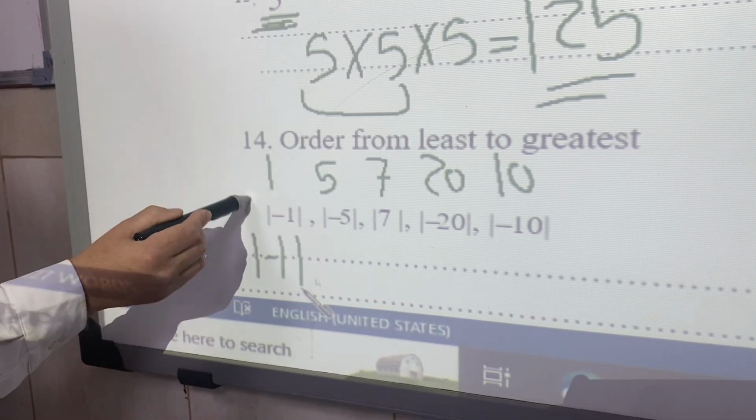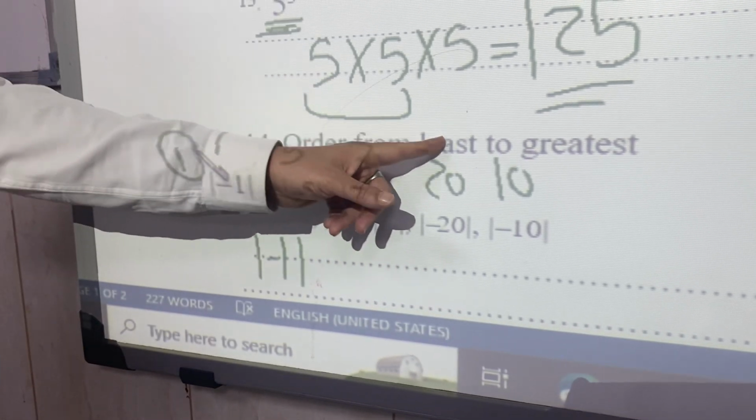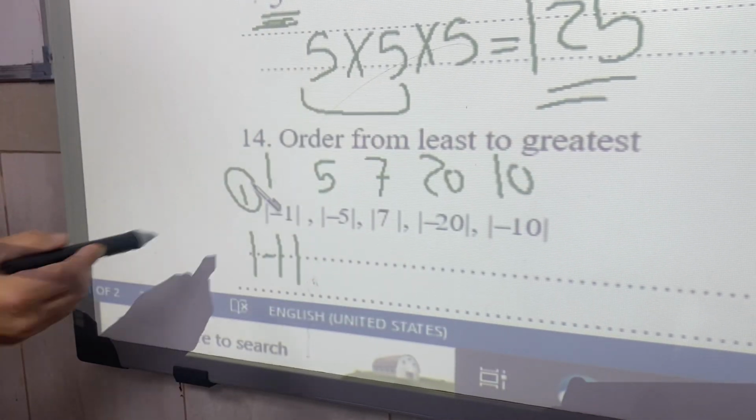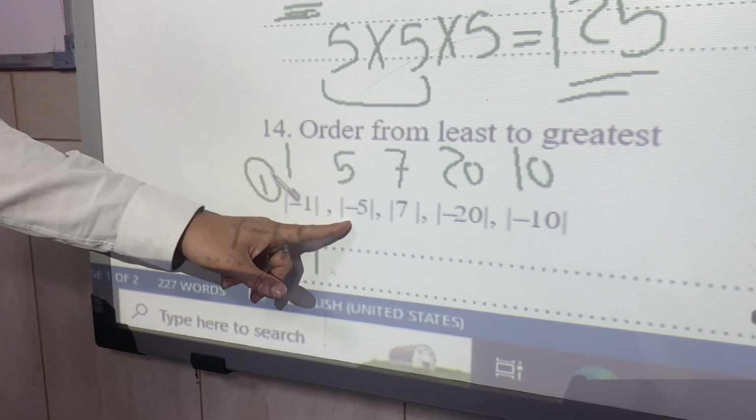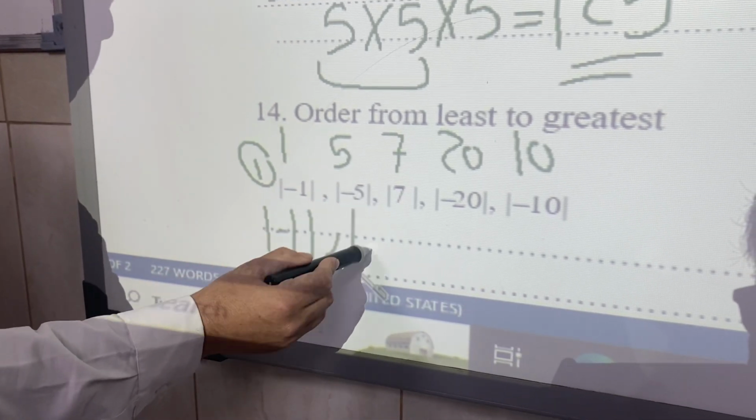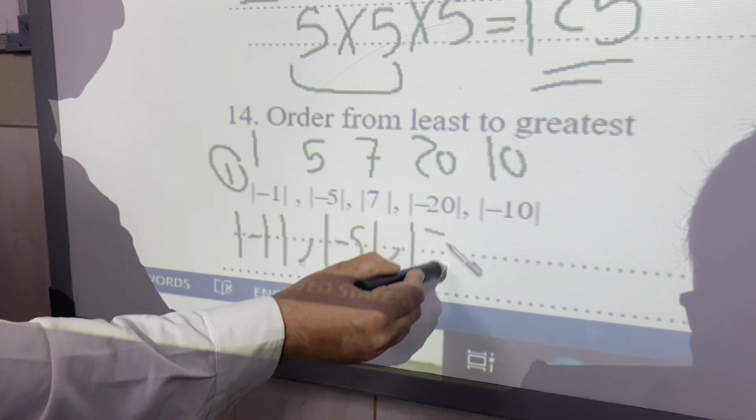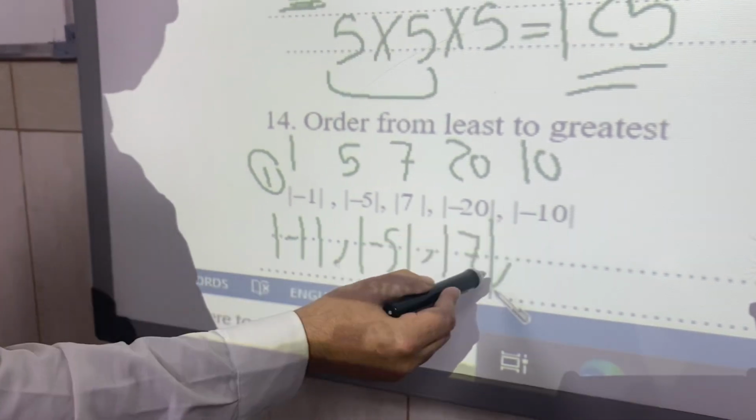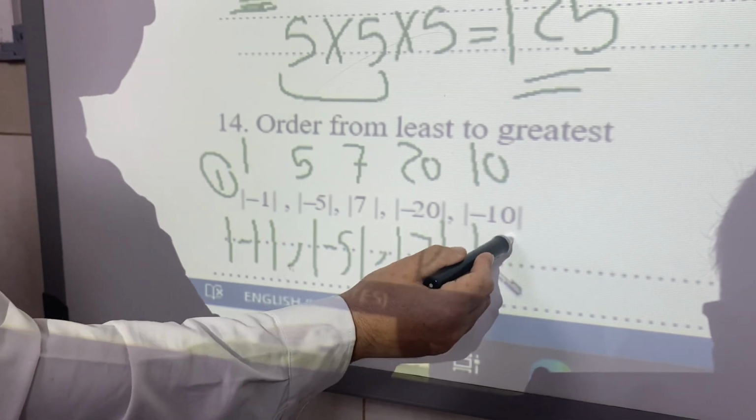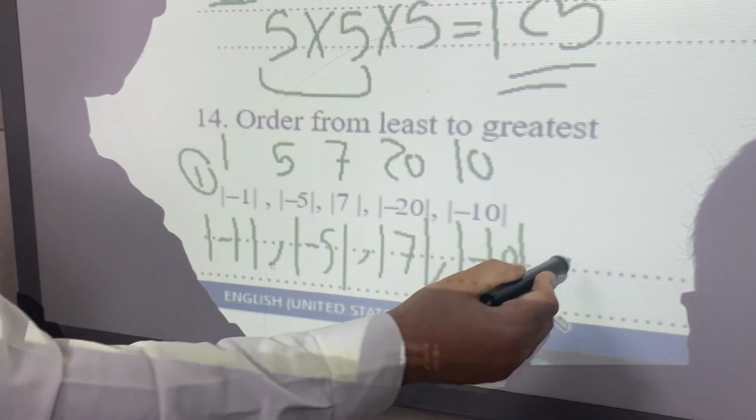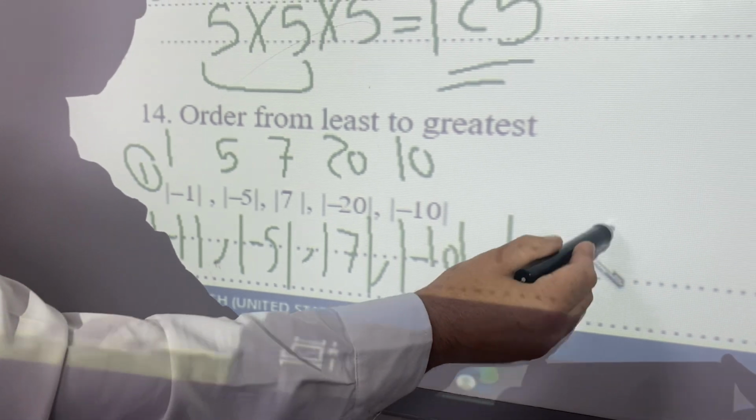You can number them, by the way. You write this one because he wants from least to greatest. You can number them. This is the first one. The second one is the absolute value of negative 5, which is 5. Then the absolute value of 7, which is 7. Then the absolute value of negative 10, which is 10. Then the absolute value of negative 20, which is 20.